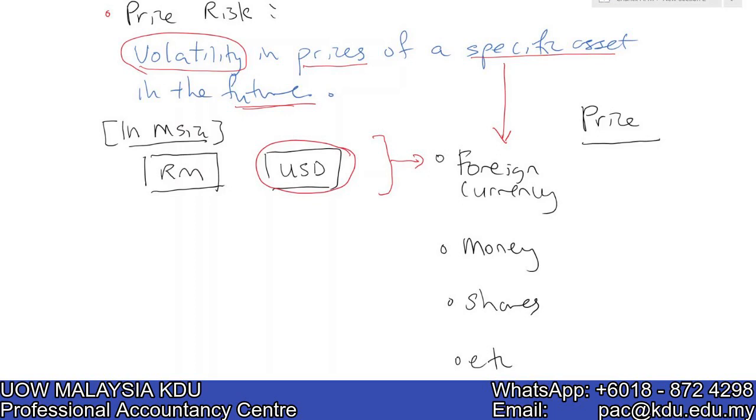Question. In Malaysia, what is the price of this item for trade, which is the US dollar? What is the price of the US dollar for trade in Malaysia? The answer: we don't call it the price of the US dollar, obviously, it sounds very weird, but we call this the foreign exchange rate. The price of the foreign currency is called the foreign exchange rate.